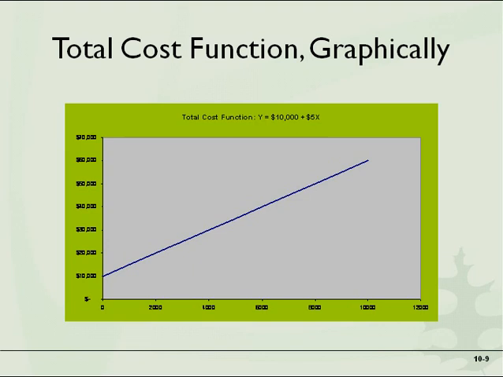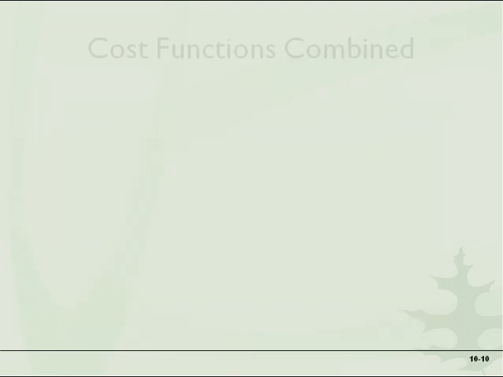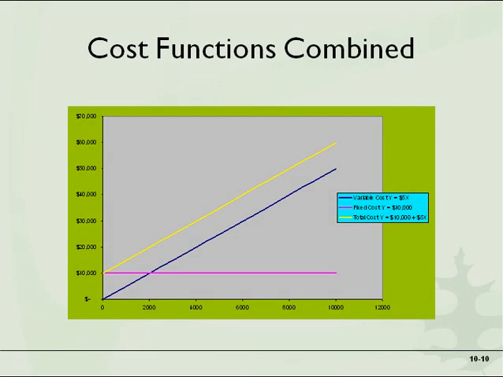Okay, when we combine both cost functions, what we see is that the intercept crosses above the 0 point, and that represents the fixed cost, and in this graph it's at $10,000, and then it slopes upward, representing variable costs. So if we combine variable cost, which is the blue line, with the fixed cost, which is the magenta line, what we wind up with is the yellow line, which represents the total cost function, and in this case our cost function is estimated as y = 10,000 + $5 per unit of x.